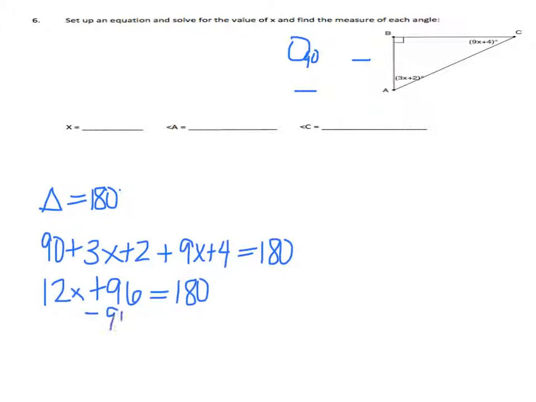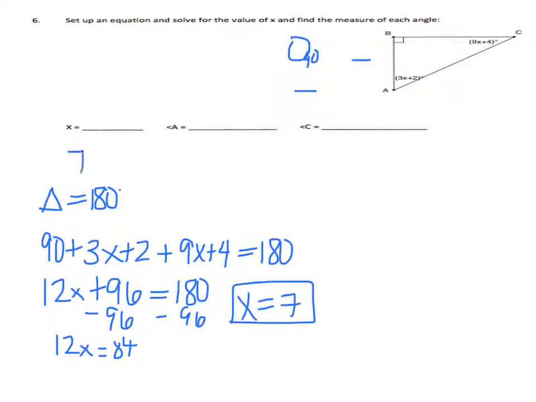So I'll subtract 96, and that's going to be 84. And if I divide by 12, 84 divided by 12 is 7. So x equals 7.